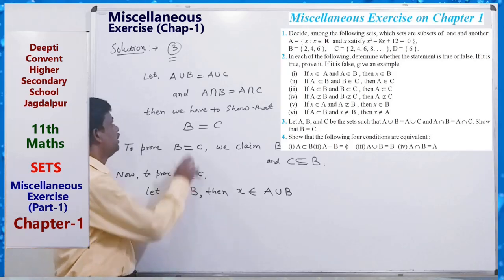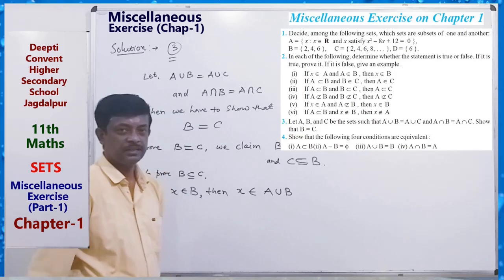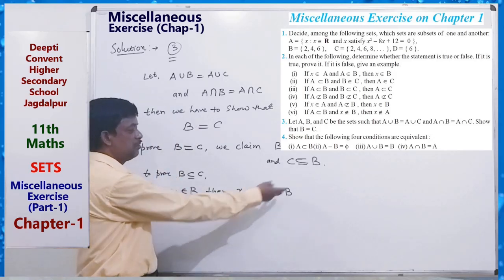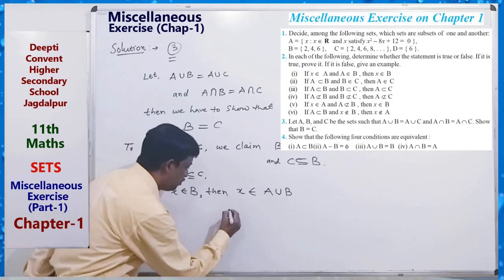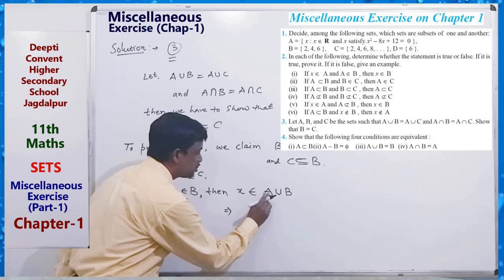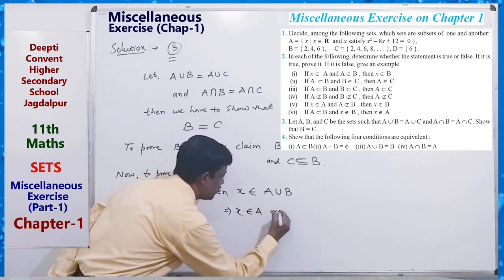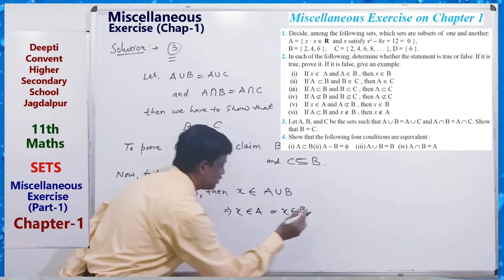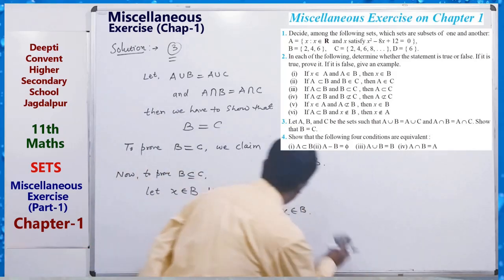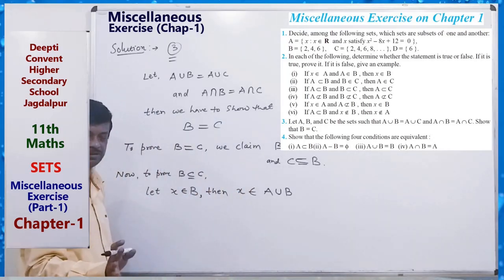Because A union B, what is A union B? A union B is all the elements of A and B. So if X belongs to B, then X also belongs to A union B. This implies, by the definition of union of two sets, X belongs to A or X belongs to B. Our target is what? Here, very simple. Our target is to prove X belongs to C.